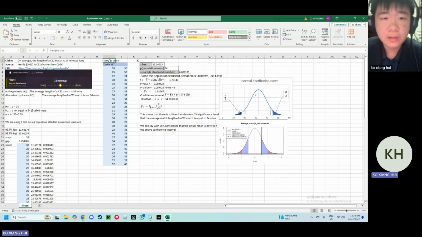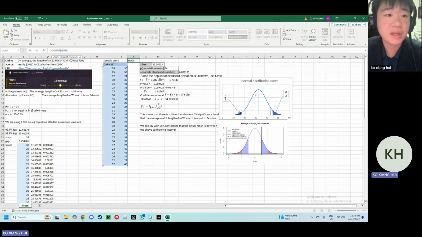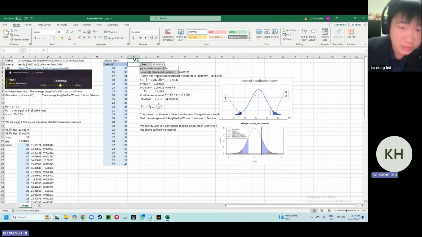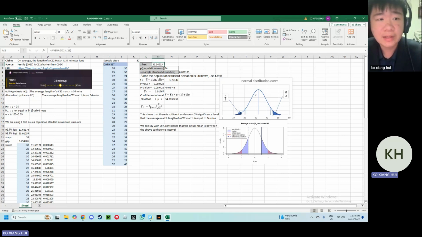I collected my data by playing 52 Counter-Strike games, CS2 games, and at the end of every game, I'm able to get the match length. So I'm using the count function here to count the number of cells that I filled up. That is 52 for today, so that will be my sample size. And I use the average function over this data set to find my sample mean.